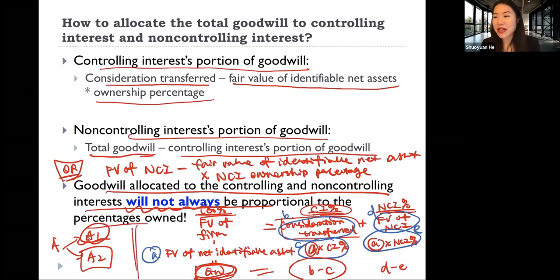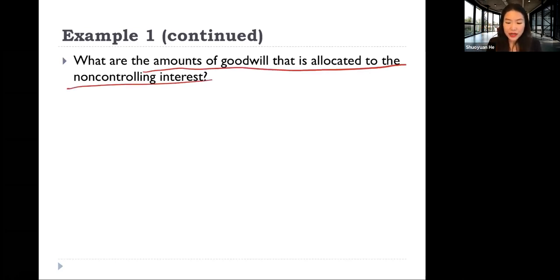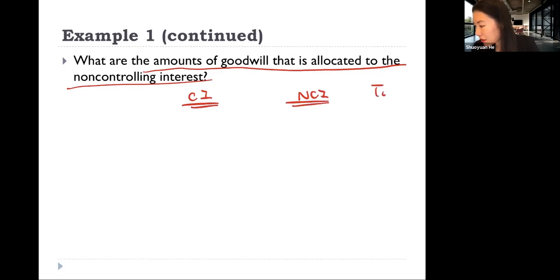Let's look at two examples here. The first example is basically we continue the previous example one. What is the amount of goodwill that is allocated to non-controlling interest? If you still remember, in the previous example, the Parker example, we calculated the total goodwill. So just as a reminder of what we did, we have controlling interest and non-controlling interest, and we have total 100%, right?